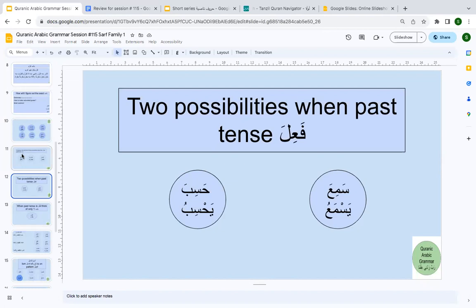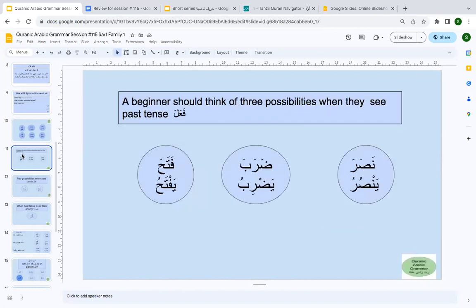Yaftahu. This is the present tense form. It is its present tense form, dear. Because nasara will be paired with yansuru, with the dhamma on the ainul kalima. Daraba is paired with yadribu, with a kasra on ainul kalima. Fataha is paired with yaftahu, with fatha on the ainul kalima.